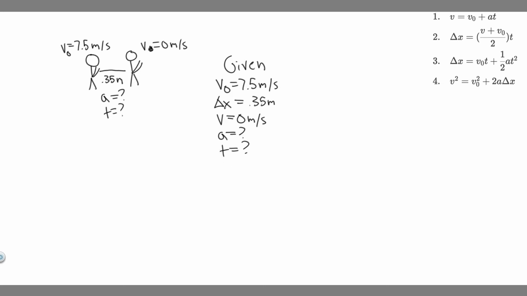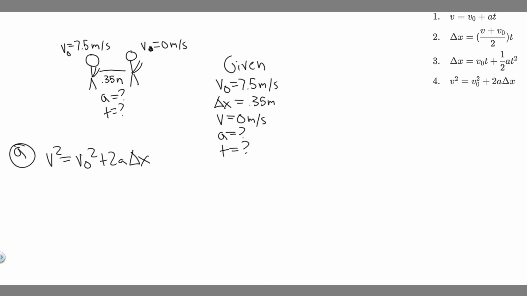Let's start with the first part. For A, we're trying to find his deceleration, so we want to solve for acceleration. We'll use one of the kinematic equations. We want to find a, and we're given v sub 0, delta x, and v. Equations 1 through 3 all contain the variable t, so we're not going to use those. But the equation v squared equals v sub 0 squared plus 2a times delta x contains delta x, v sub 0, and v, so we can just solve for a. We just have to plug in.